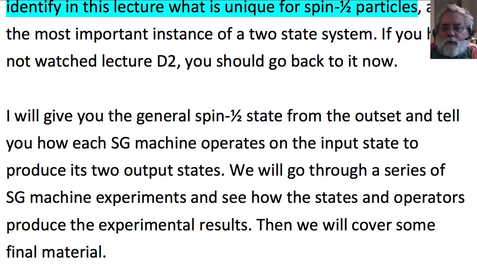I will give you the general spin 1/2 state from the outset and tell you how each Stern-Gerlach machine operates on the input state to produce its two output states. We'll go through a series of SG machine experiments and see how the states and operators produce the experimental results. Then we'll cover some final material. But we will not do rotations and the algebra of angular momentum operators in order to prove the general spin 1/2 state. I'm just going to give it to you.